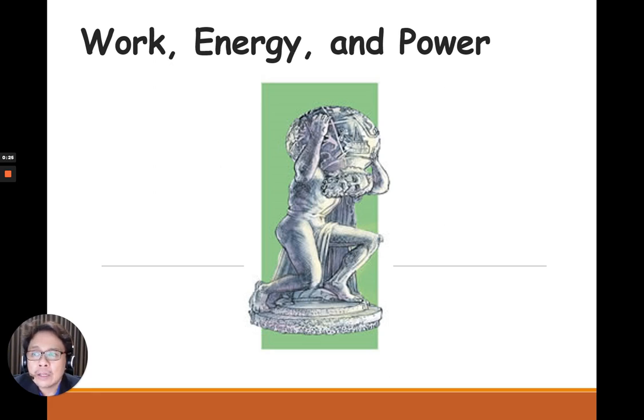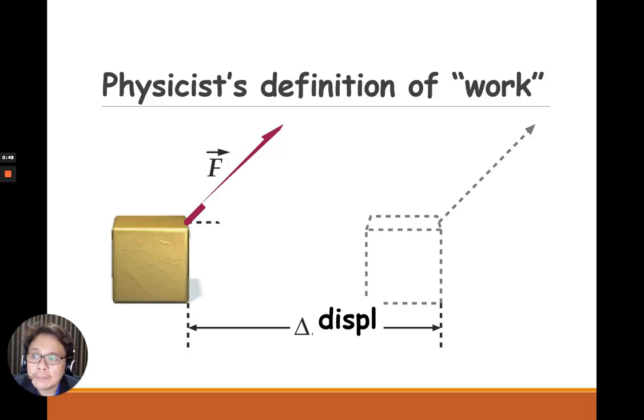Okay, so in the picture that you see in front of you, you have there a Greek god. His name is Atlas. He's supposed to be carrying the globe over his shoulder, and that globe is the Earth. And the question that will be posed later is whether Atlas is producing work while he is carrying the globe. Okay, let's go through the physicist's definition of work.